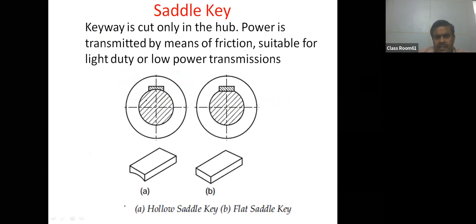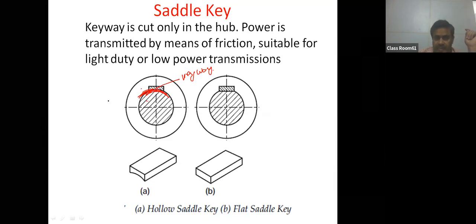So saddle key, this is the shaft and this is the hub. So this part is hub. So keyway has been cut into the hub only. On the surface of the shaft there is no keyway, but in the hub there is a keyway. So this is the keyway in the hub. When there is only one keyway in the hub, that type of key is known as saddle key.